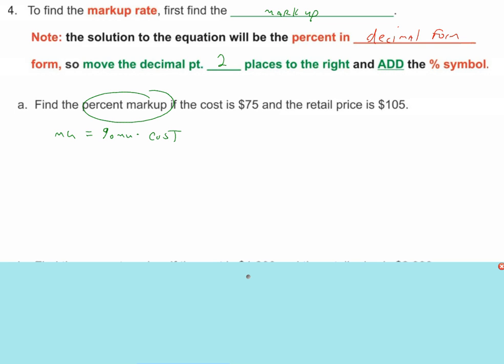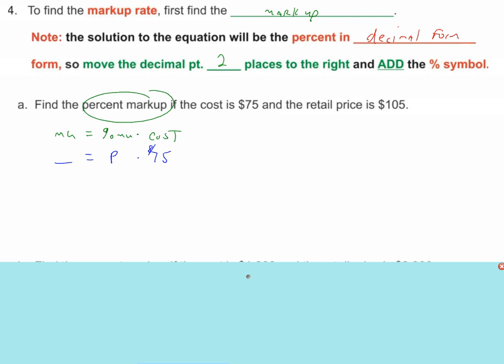So again, in this kind of situation, I'm going to look and see what I have. I'm trying to find the percent markup. I do not know the markup. Percent markup is what I'm looking for, and the cost I do know is $75. But I see that I can't finish the problem, right? Because I don't know the amount of the markup.